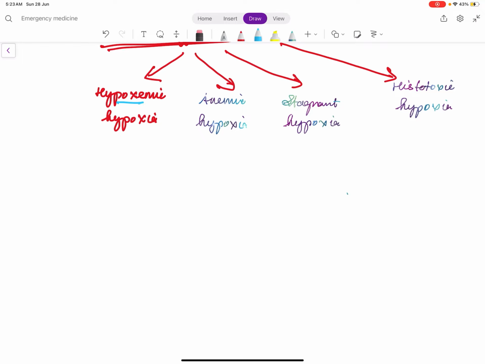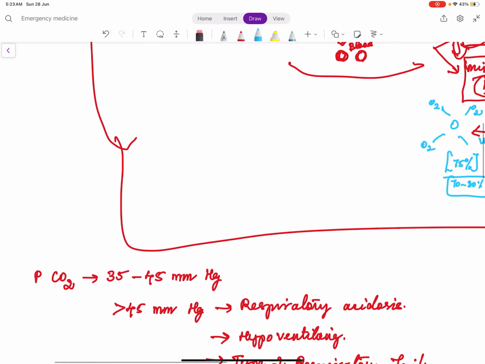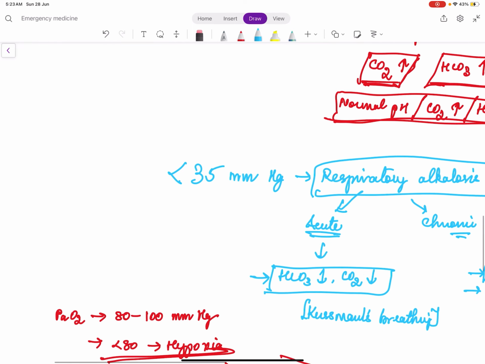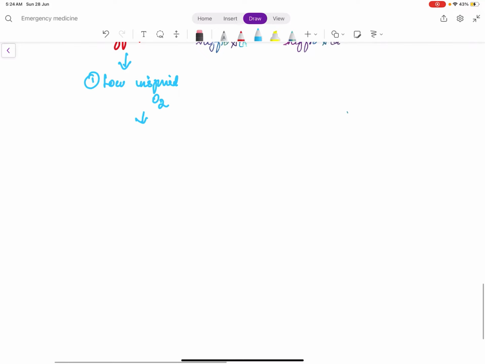So hypoxemic hypoxia is where the tissues are getting less oxygen because of low oxygen in the blood. I already told you how oxygen enters the blood, through the airways. So hypoxemic hypoxia is low oxygen delivery to the tissues because of low inspired oxygen. Can you tell me examples where inspired oxygen is low? One is actually high altitude.